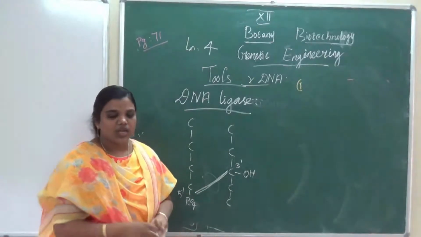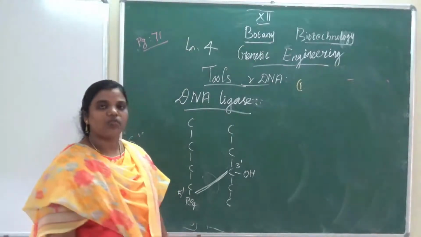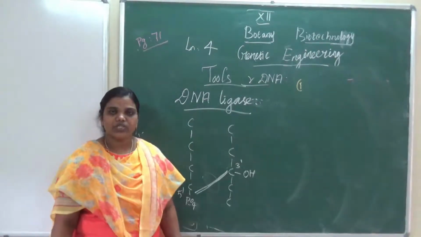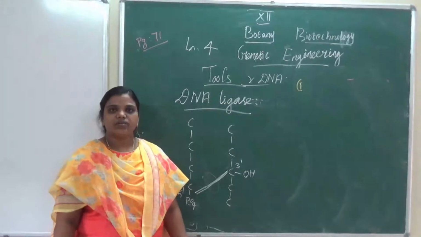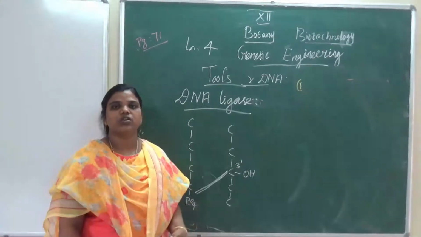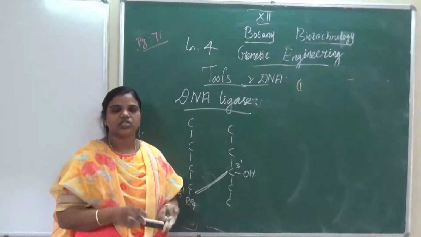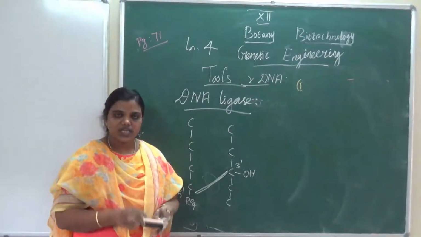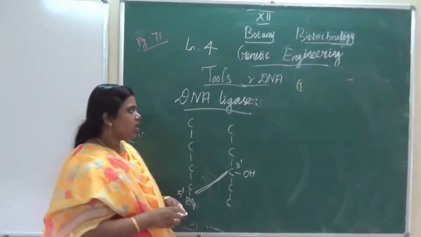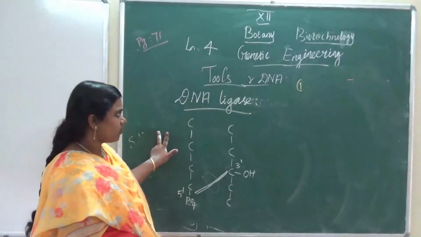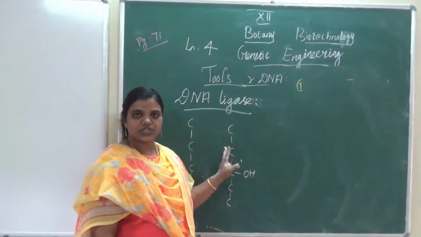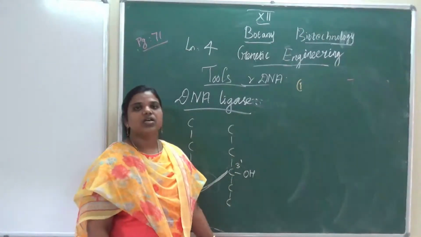These are the enzyme tools of genetic engineering. In today's class, recombinant DNA technology, what are the tools? The tools are 3: restriction endonuclease, DNA ligase, and third, alkaline phosphatase. DNA ligase only joins, and restriction endonuclease cuts the DNA fragment.